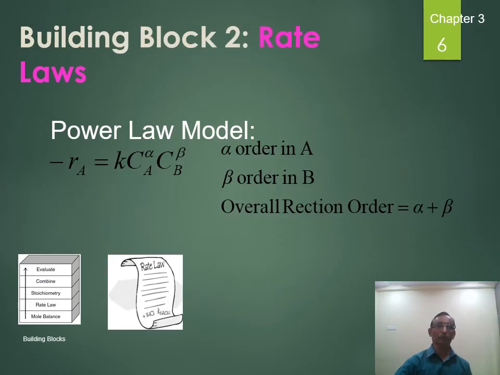Now you are going to start unit number 2, chapter 3 from Fogler. That is how we are going to identify the rate of that reaction.